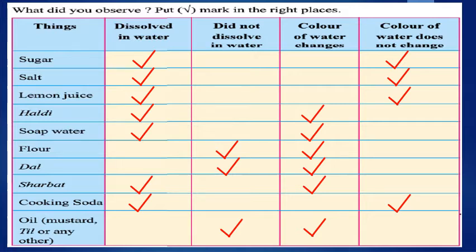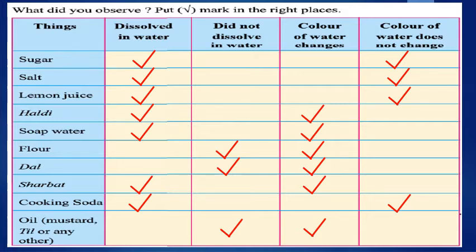Next question. Color of the water may not change even after some things are dissolved in water, like salt, sugar, lemon juice and cooking soda. Color of the water will not change even if these things are dissolved in water. Would you say that these things are absent in water? Answer is no. They are not absent in water, since things which are dissolved in water are always present in the water.